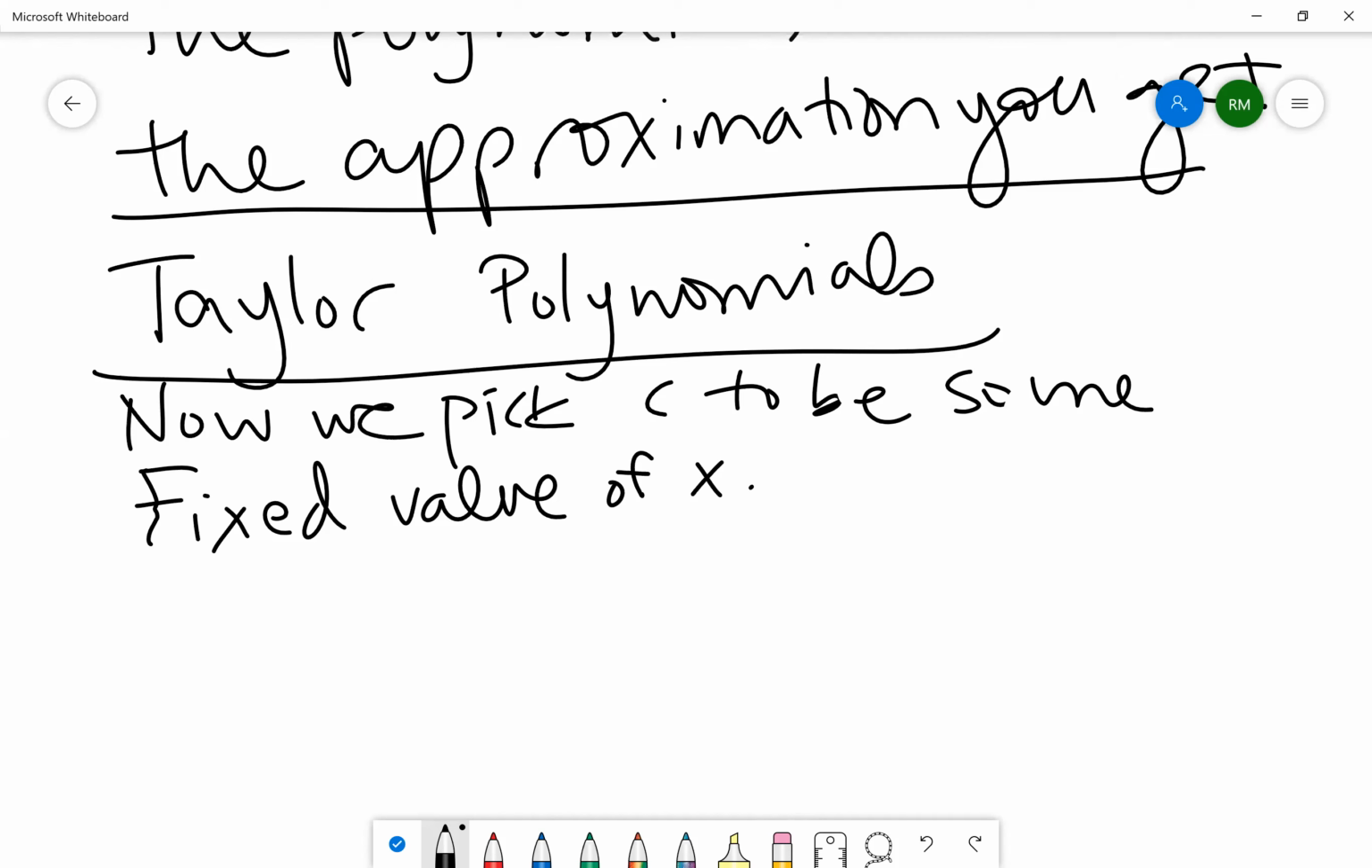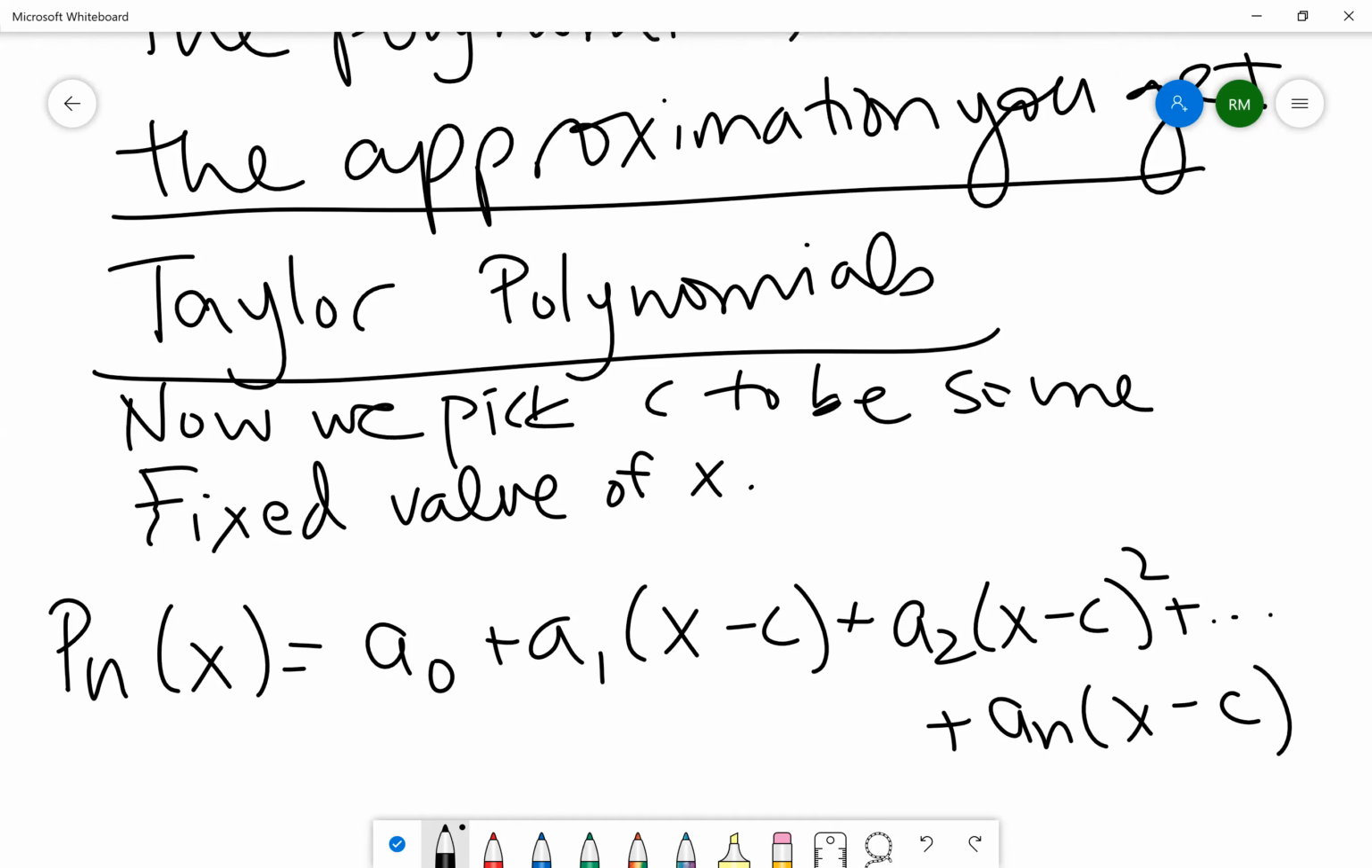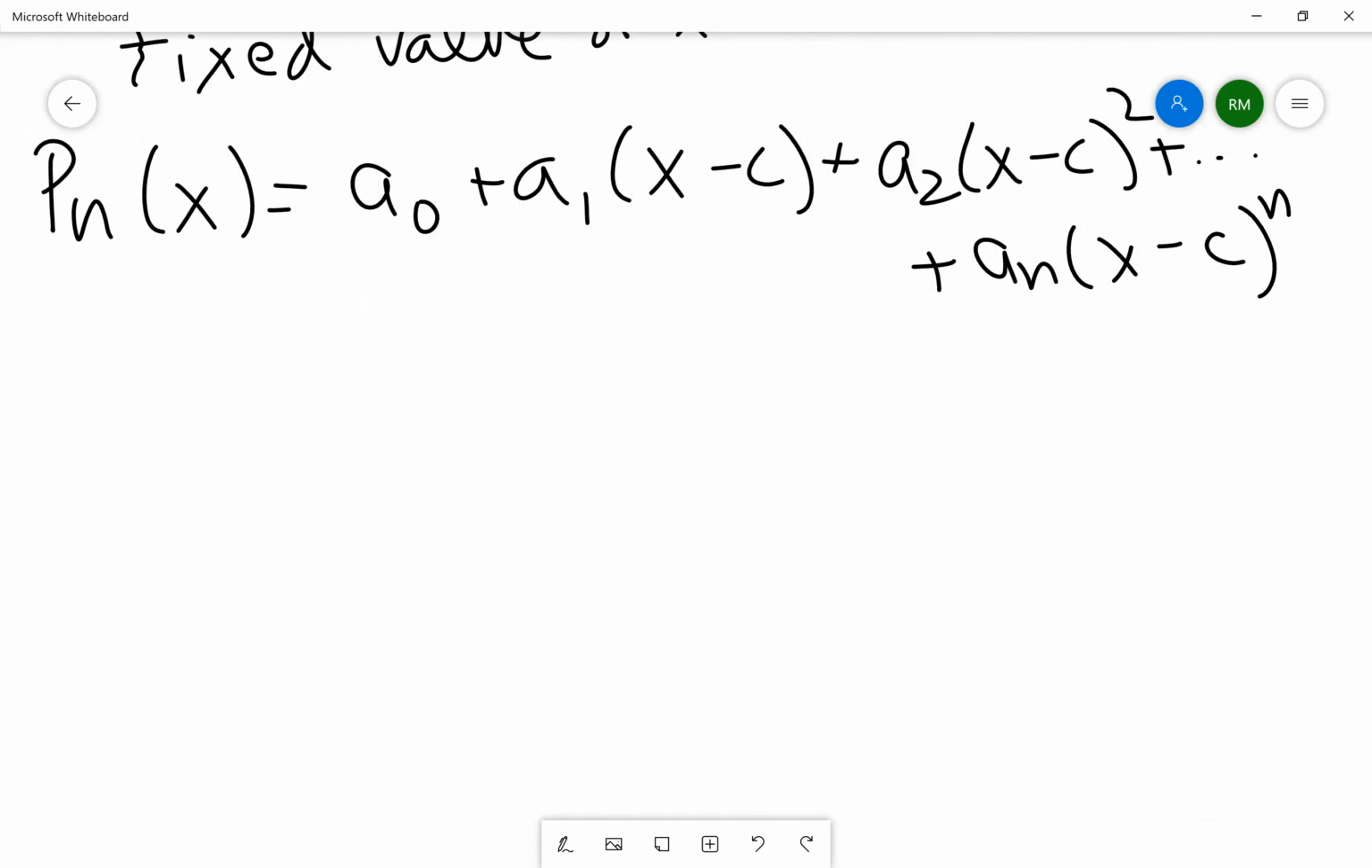Okay. And we're going to define the polynomial Pn of x equal to a0 plus a1 (x minus c) plus a2 (x minus c) squared all the way up to an (x minus c) to the n. So what we can do is take some derivatives. Let's take the first derivative.